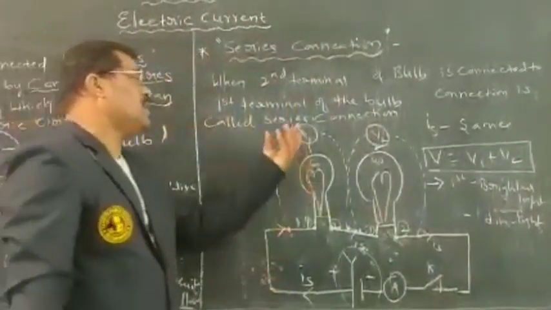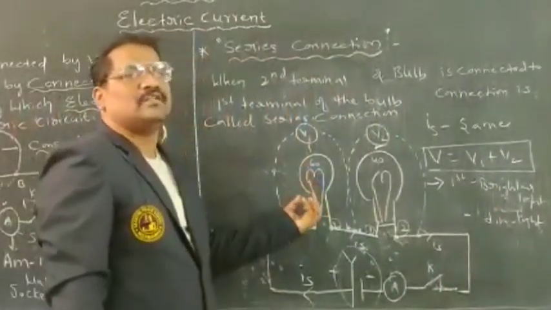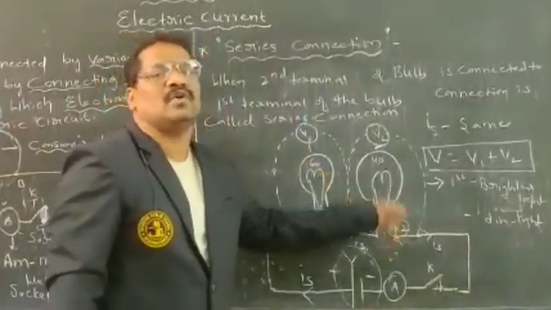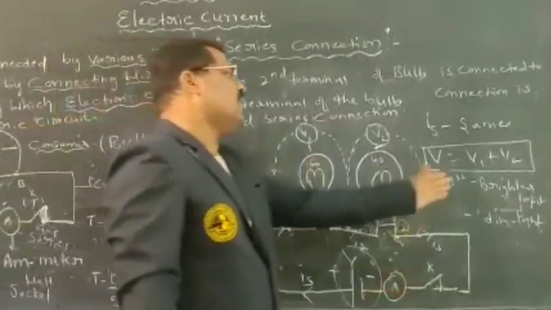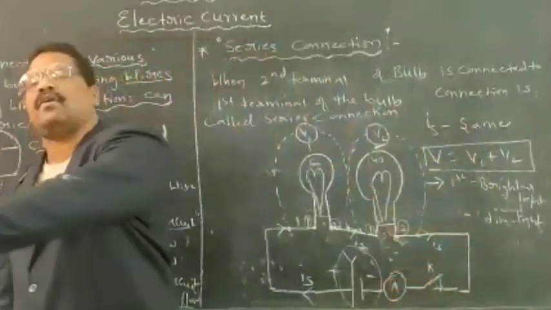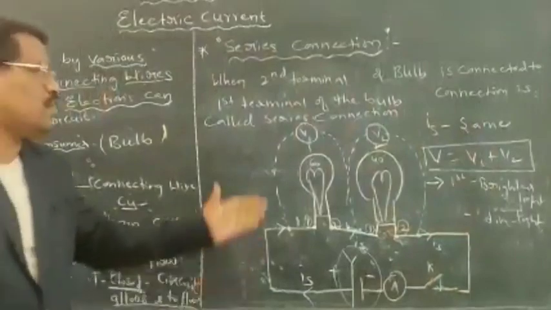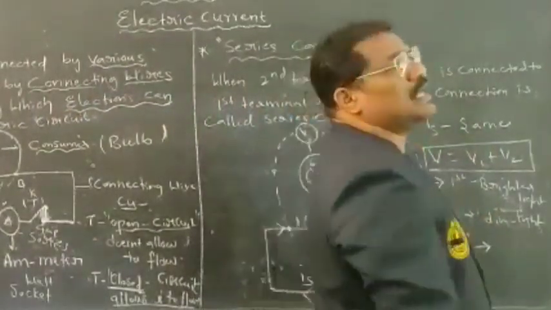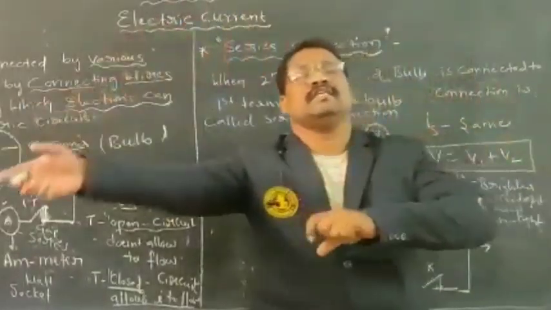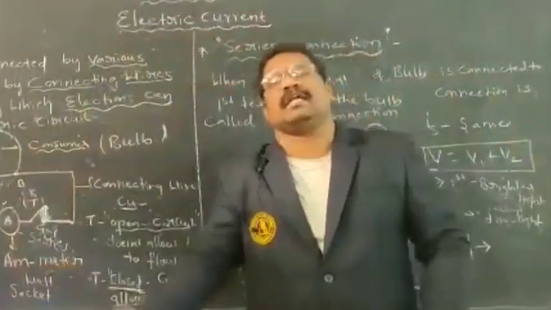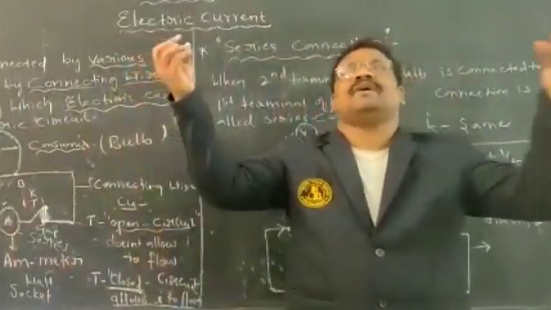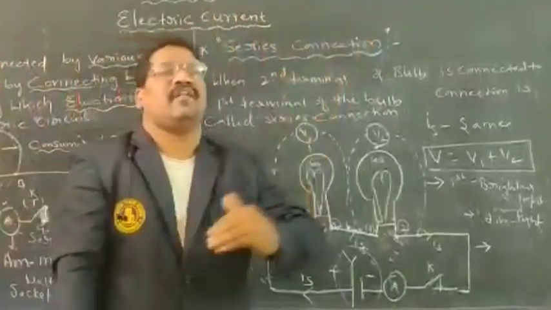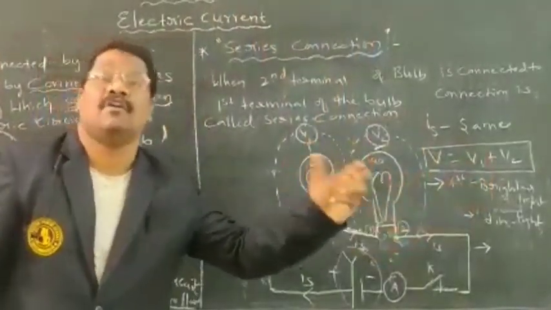What happened there? The total energy is consumed here, and after consuming, the same amount of current is passing through the second bulb. Due to that reason, the first bulb will be brighter than the next bulb. Due to this reason only, in our home appliances, they won't connect all the connections in series. If we connect in series, what happens? The first component will produce brighter light, whereas the next component doesn't produce brighter light.